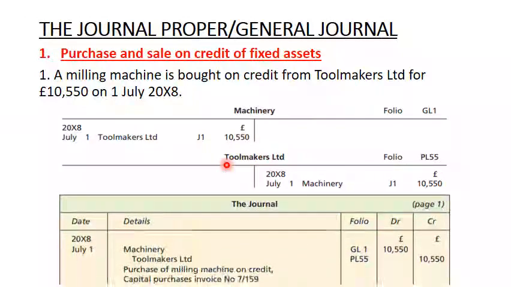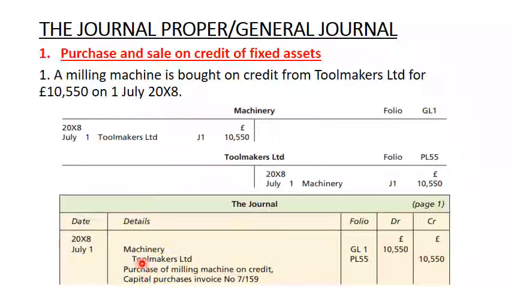Okay, like so. We're going to have the date when this transaction happened, which is 1st July. The details we have, so here, pay attention to the details. When stating the details, you start with the name of the account that is going to be debited, then the name of the account that's going to be credited. So in this case, the machinery account was being debited 10,550, and Two Makers Limited was being credited 10,550. So start with debiting the machinery account, and then the Two Makers account.